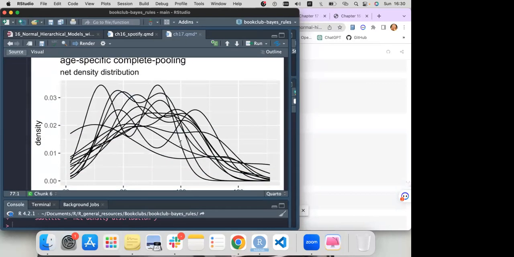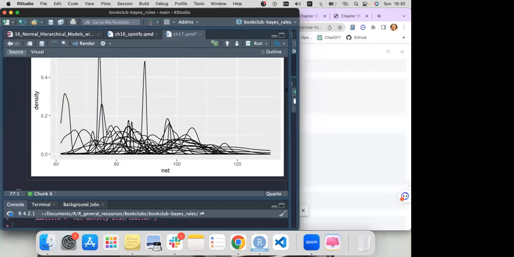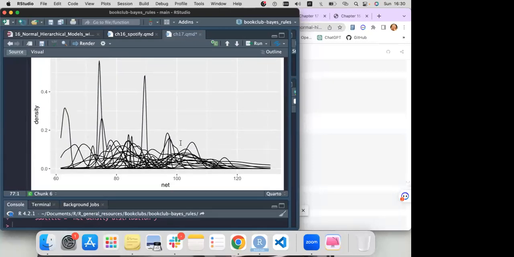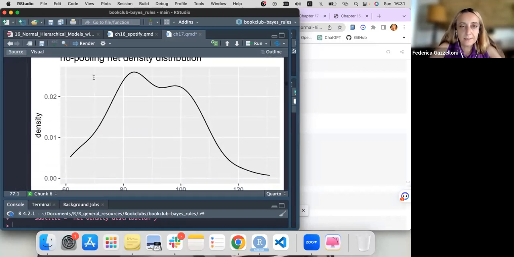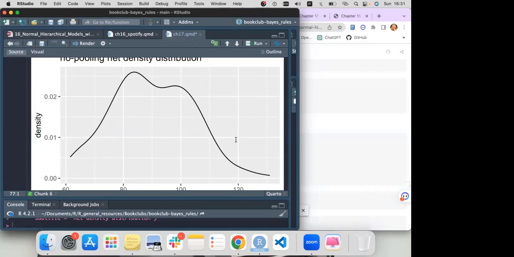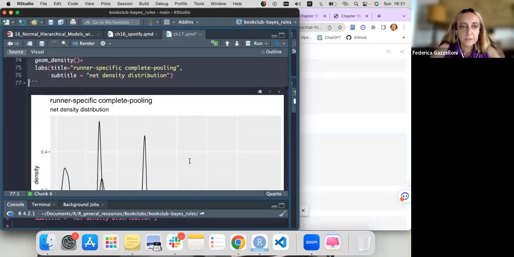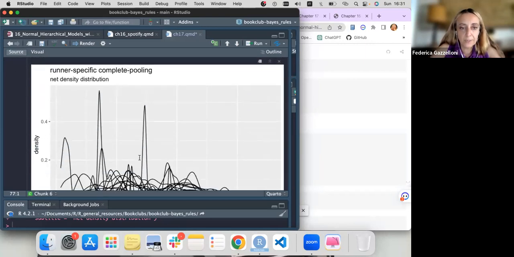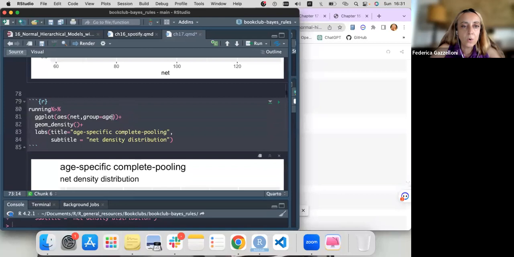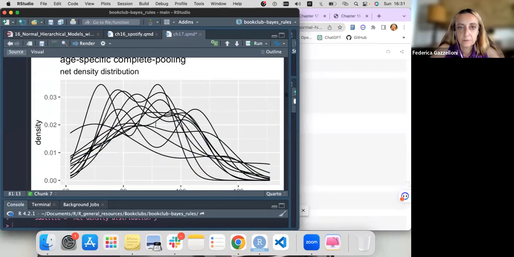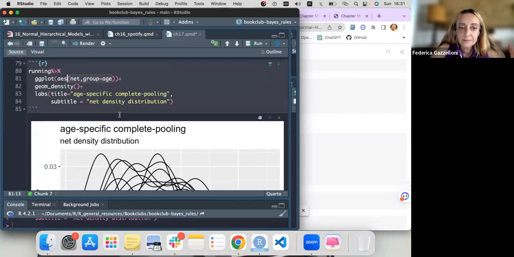The last one, the by runner, just to try to understand the terminology, is that the no pooling setting? Okay. No pooling is this one here, no grouping. Pooling will be grouping, so it means grouping by, in this case, runner or age. Partial pooling is an average between the two.